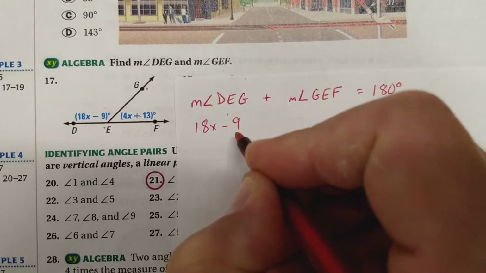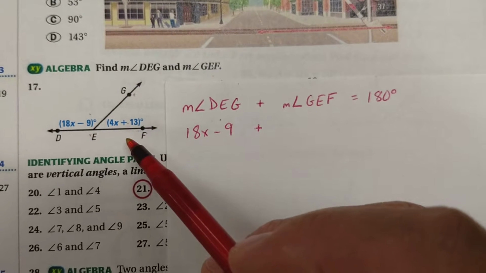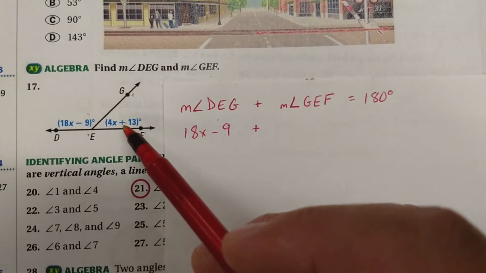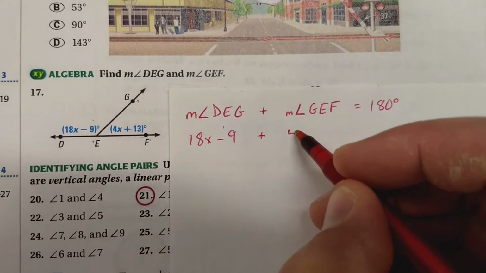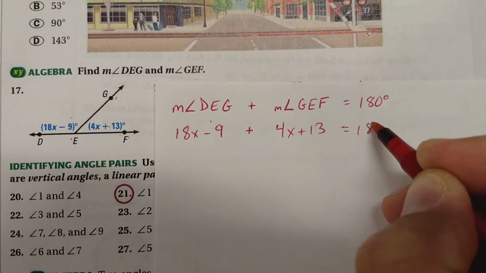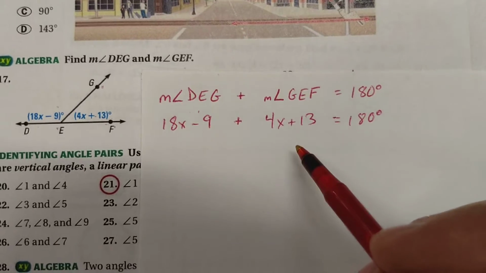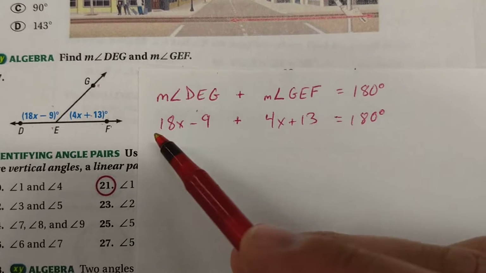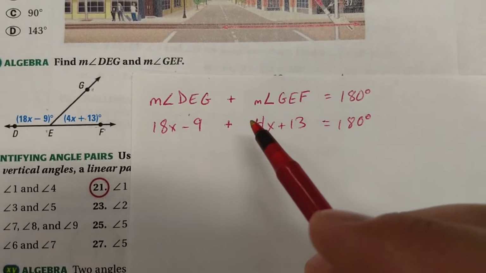18x minus 9. We're going to add that to the measure of angle GEF. And again, I don't have a 76 degrees or whatever it is. I've got 4x plus 13. So let's plug that in. 4x plus 13, and that's all set equal to 180 degrees. And so you can see this is going to allow us to solve for the variable, not necessarily the measurement. We'll have to plug that back in, but we'll at least be able to solve for x for now.